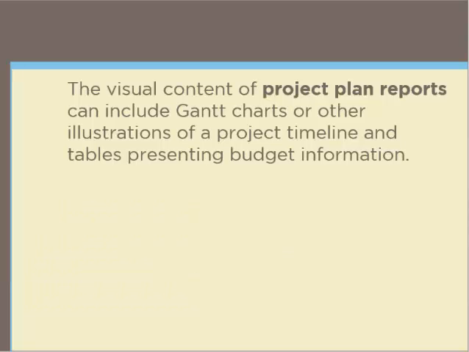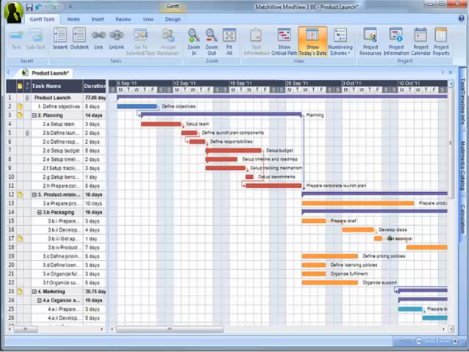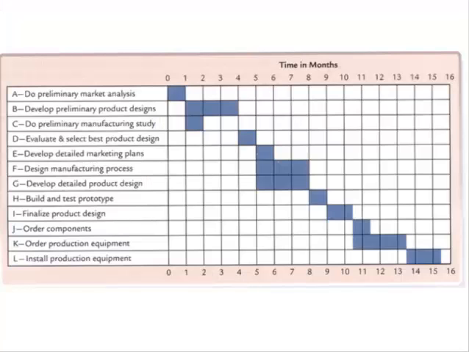The visual content of project plans can include Gantt charts or other visuals that help illustrate a timeline, and tables, for instance, presenting budget information. Gantt charts can be incredibly complex and created using specialty software designed to create complex, robust project calendars, like the one that we'll see on the screen right now. Or they can be relatively simple and created in Word or Excel. But the goal of these sorts of visuals is to map a project across days, weeks, and months, and to identify key project moments and deliverables.